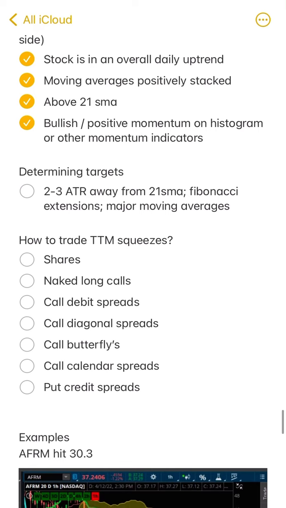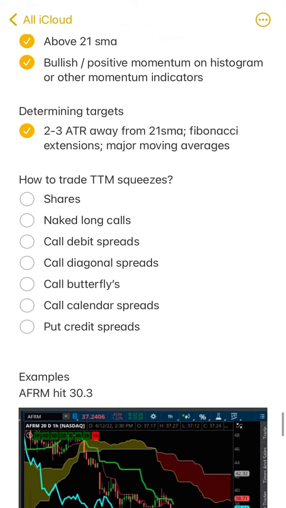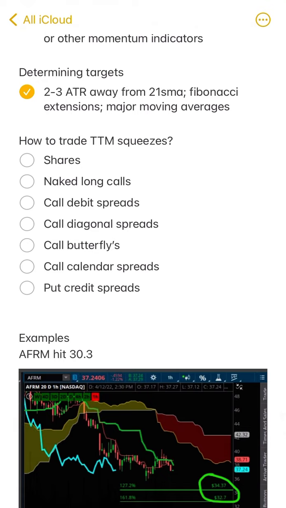So again, what are your targets? So again, it's the 2 to 3 ATR away from the 21 SMA. The Fibonacci extensions, the 1.272 or the 1.618. And you can also use major moving averages, like I use the 21 SMA, 50 SMA, or the 200 SMA for that, okay? And then how do you trade the TTM squeeze?